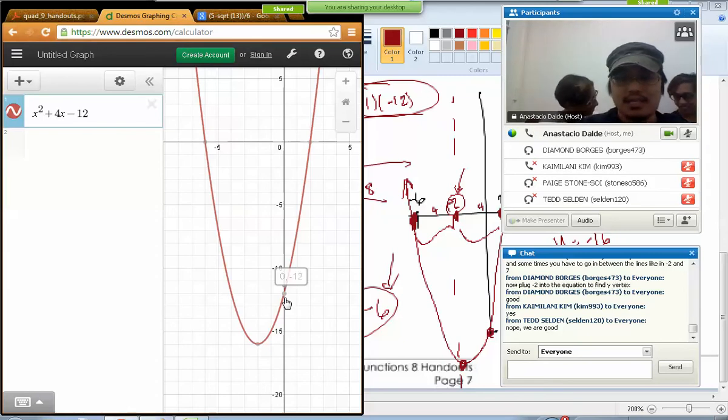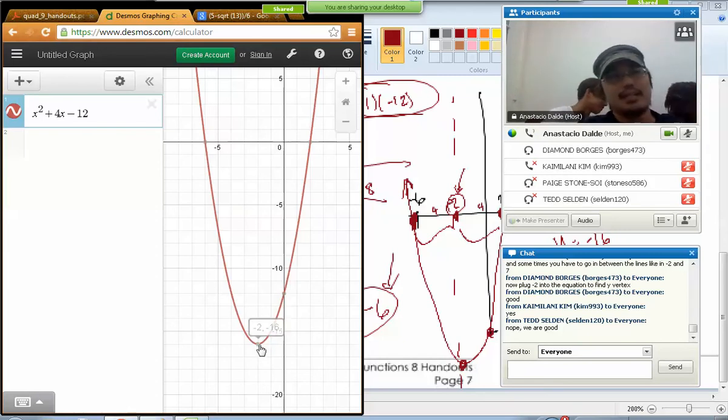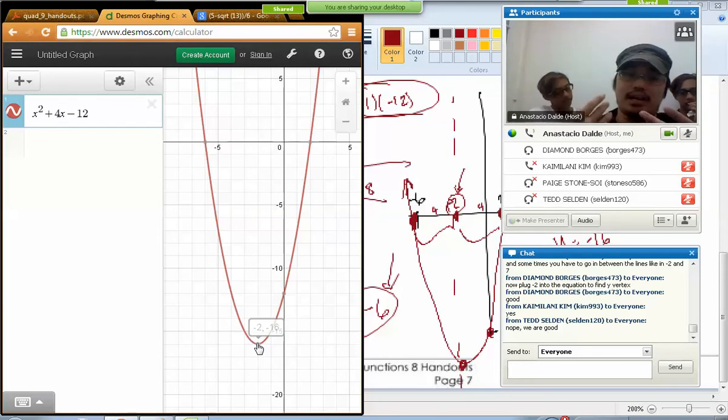The last one is we figured out where the vertex is by finding the average of the x-intercepts and figuring out that the x-coordinate is negative 2, then we plug that negative 2 into our original equation, and we got negative 16. So look, we got all of the relevant points of a parabola. If you were given those 4 points, and you can't graph a parabola, you've got other problems, buddy.